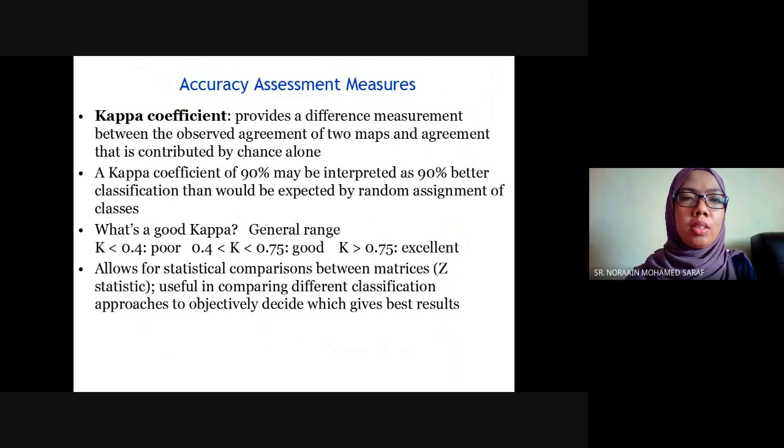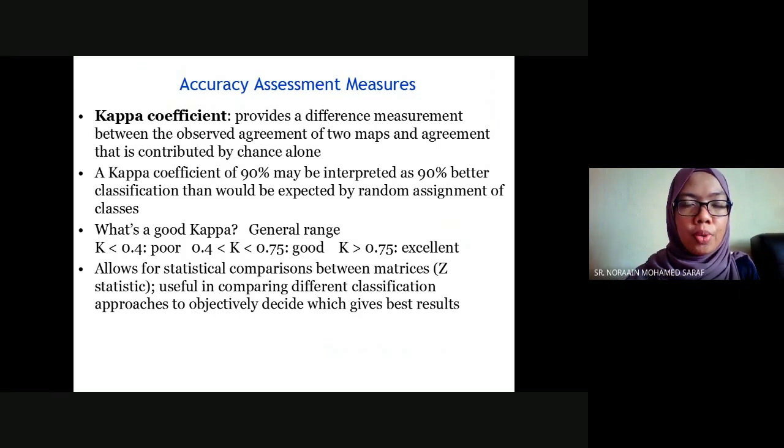Okay, kita tengok Kappa coefficient. Provides a difference measurement between the observed agreement of two maps and agreement that is contributed by chance alone. A Kappa coefficient of 90% may be interpreted as 90% better classification than would be expected by random assignment of classes. Okay, what's a good Kappa? Okay, general range, less than 0.4 value is poor. Okay, between 0.4 to 0.75 is good, and above 0.75 is excellent.